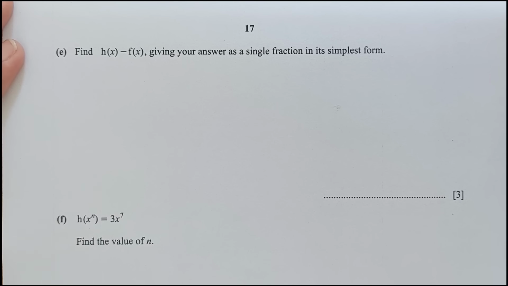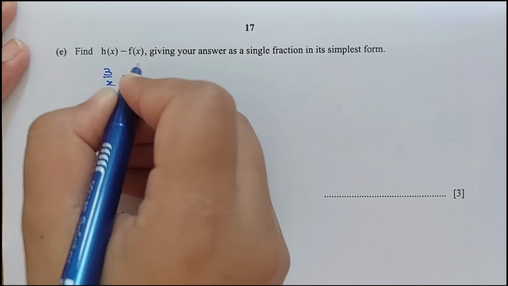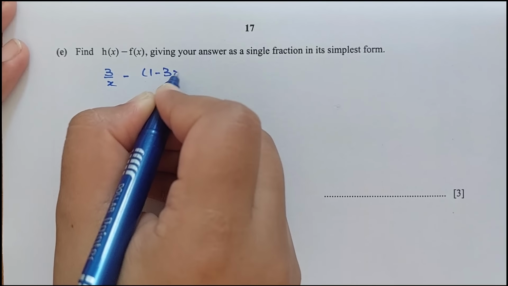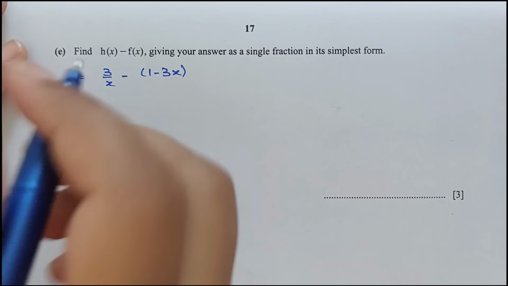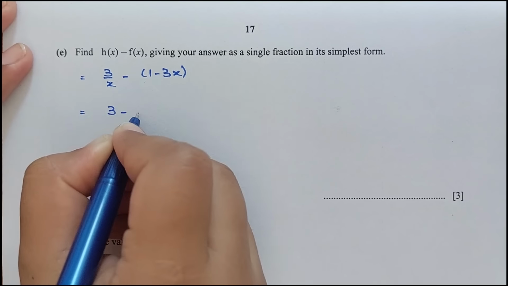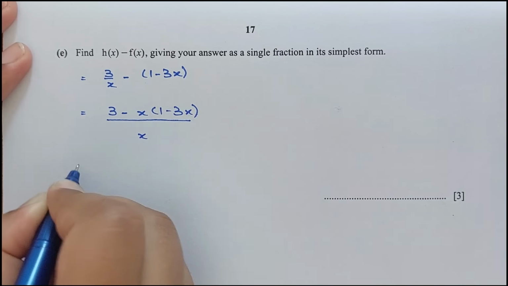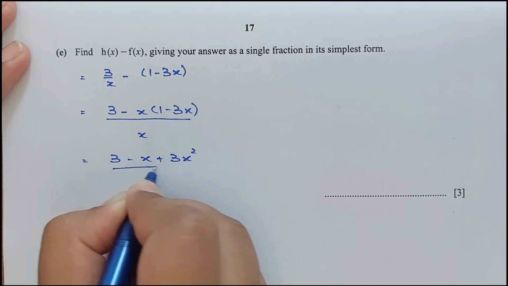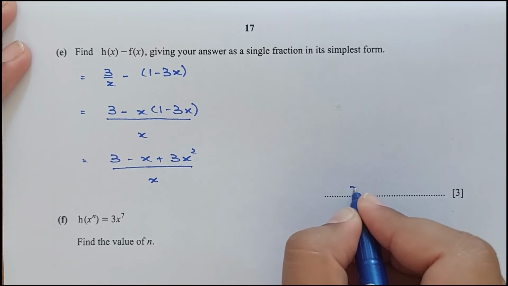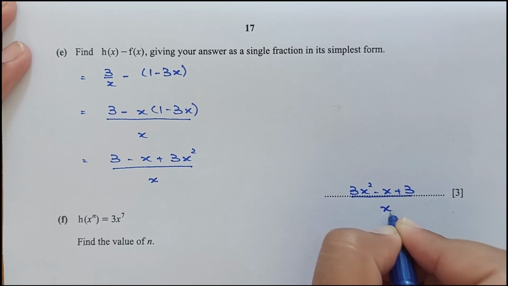Now for part E, h of x minus f of x, giving your answer as a single fraction in its simplest form. h of x is 3 over x minus f of x is 1 minus 3x. You have to simplify this. Alright. Let me take an LCM. So 3 minus x is multiplying with 1 minus 3x over x. This is 3 minus x plus 3x squared over x. So this would be 3x squared minus x plus 3 divided by x in its simplest form as a single fraction.